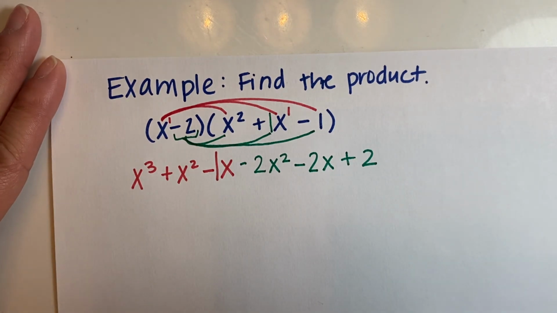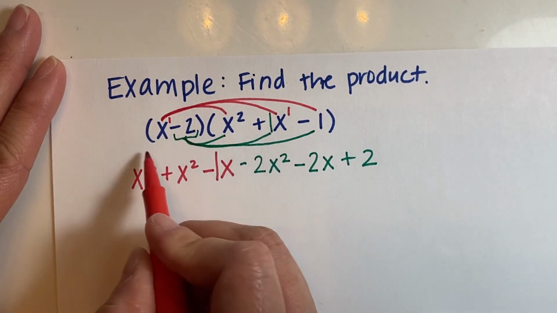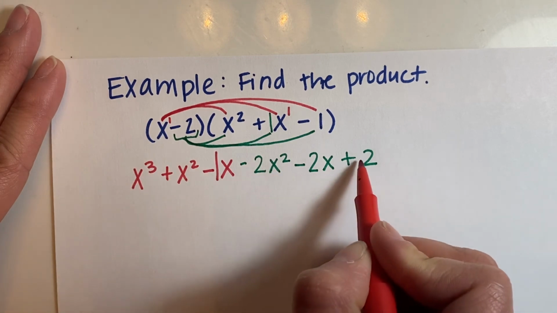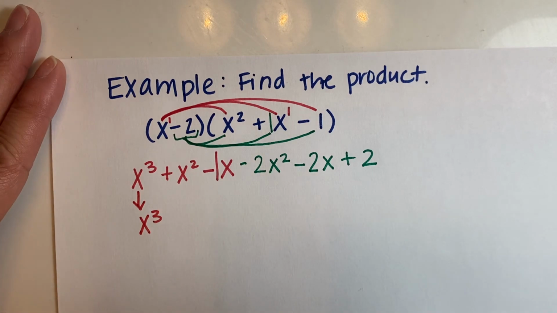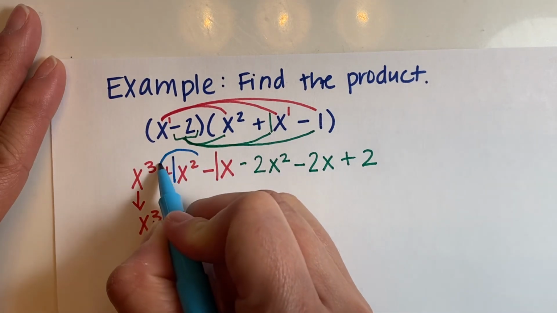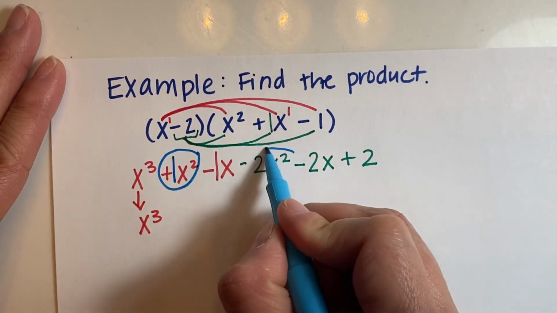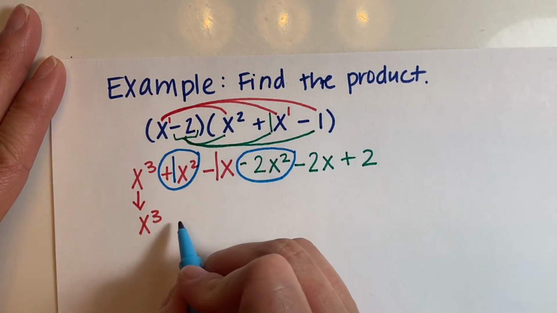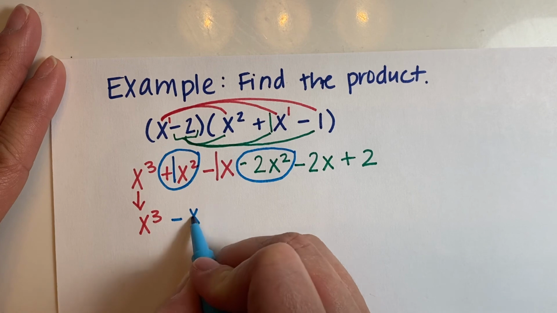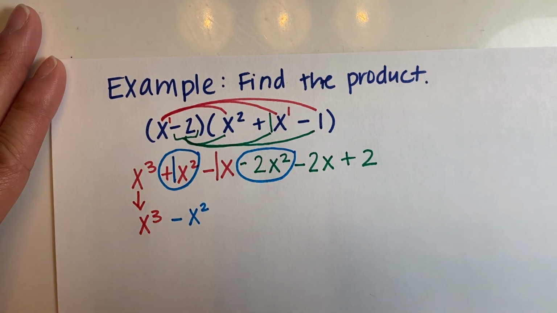Now I just need to combine my like terms, and my like terms first you want to start with the highest exponent. Are there any like terms with x cubed? No. So bring it straight down. X cubed. Are there any like terms with x squared? Yes. I have 1x squared here, and I can combine it with a minus 2x squared. So positive 1 minus 2 is going to be a negative x squared, negative 1. You don't have to put the 1.